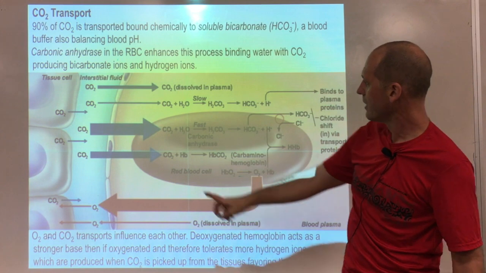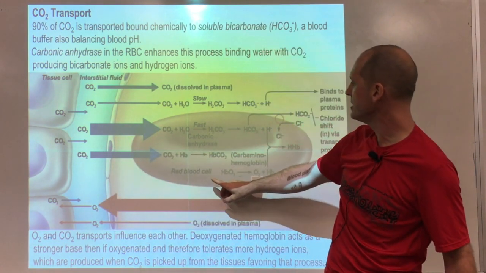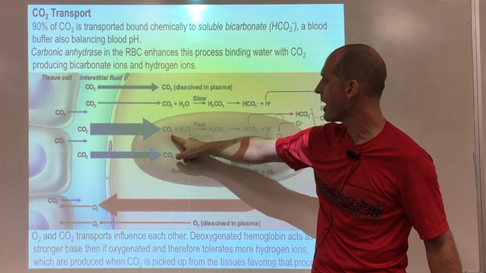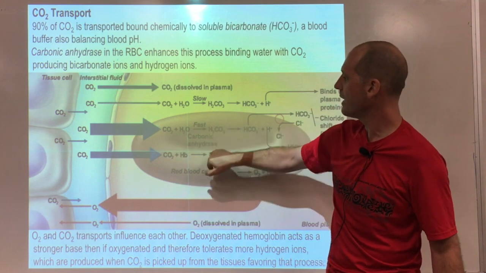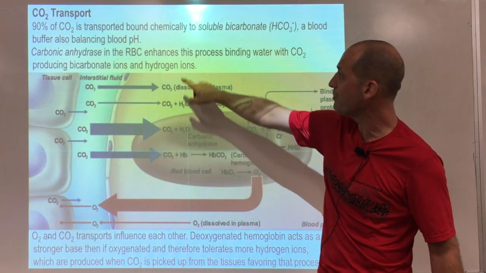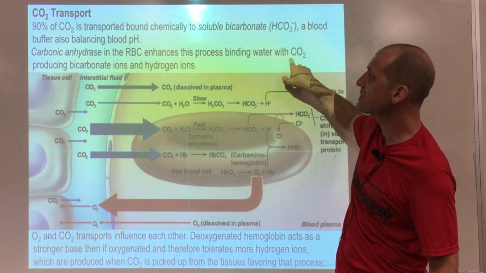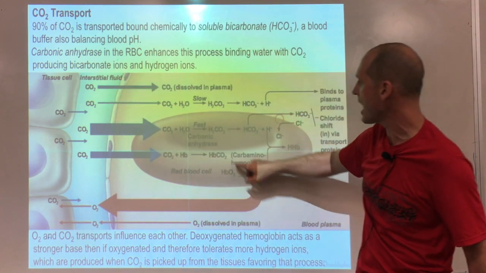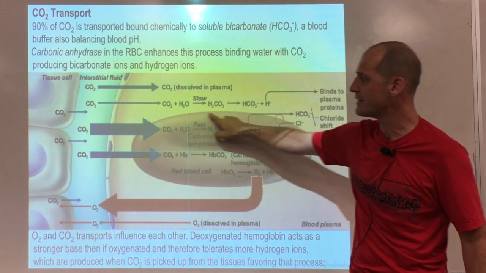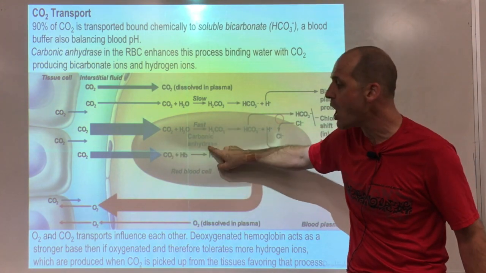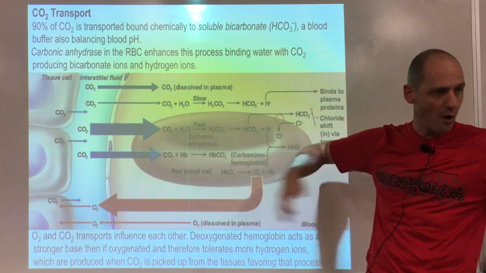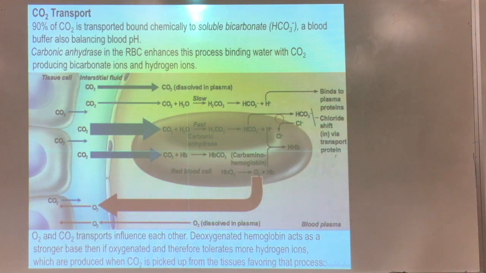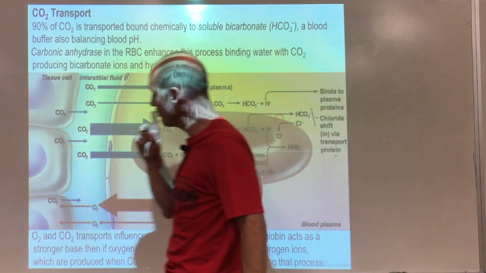It also binds carbon dioxide. Carbonic anhydrase is an enzyme in the red blood cells, and that binds water with carbon dioxide, making bicarbonate ions and hydrogen ions. And so that process is happening right there. So carbon dioxide is not moving on the hemoglobin, it's moving through the cell, through the body, on bicarbonate ions. So that's the most important part here.